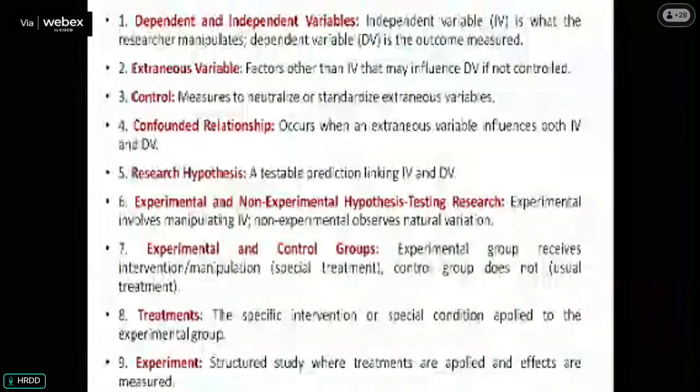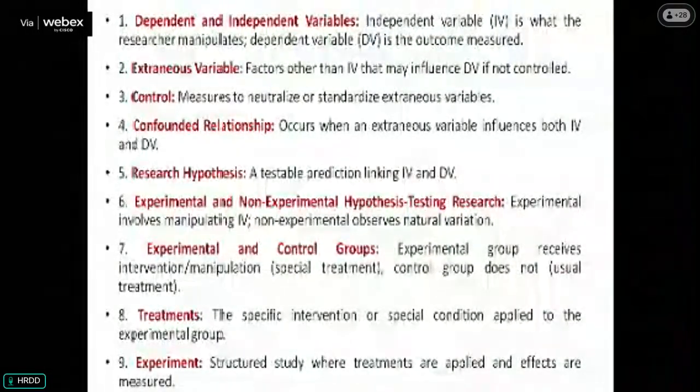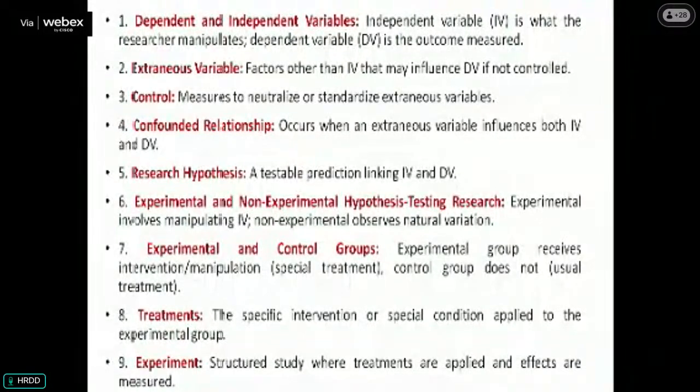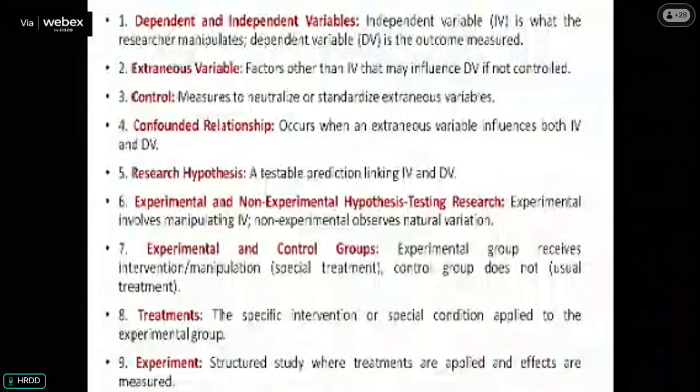So you have to do a control experiment where you neutralize, or do not allow, the extraneous variable to affect your dependent variable. That is all you have to keep in mind. And a confounded relationship arises if an extraneous variable comes in anyway.